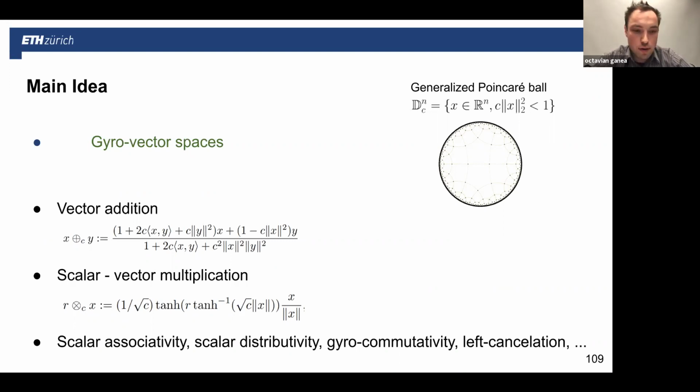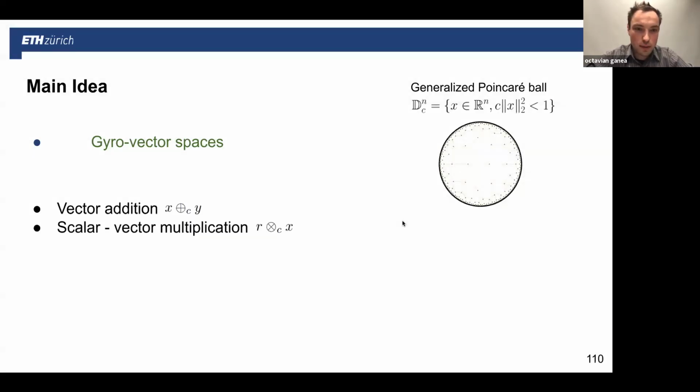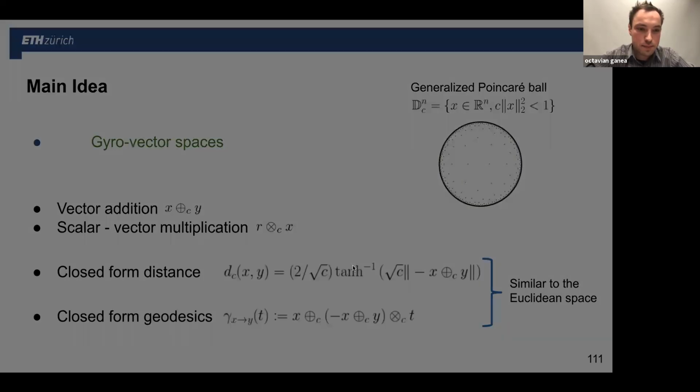Let's say associativity, scalar distributivity. Commutativity is not satisfied, but there is something called zero commutativity, which has some funny properties, and left cancellation law and others. Okay, so we use these two concepts, and on top of them we build.